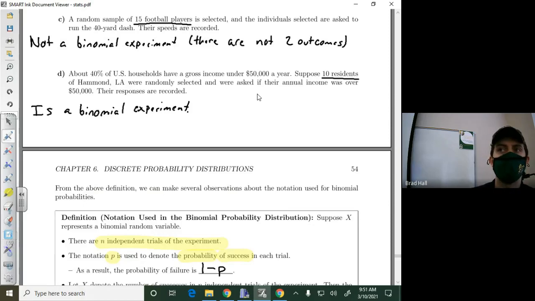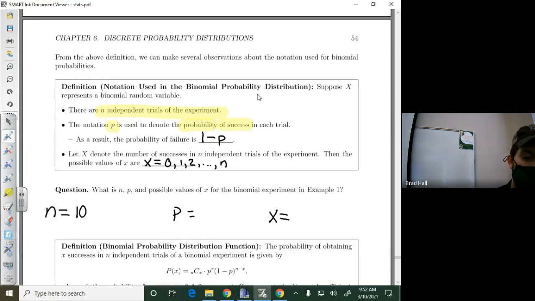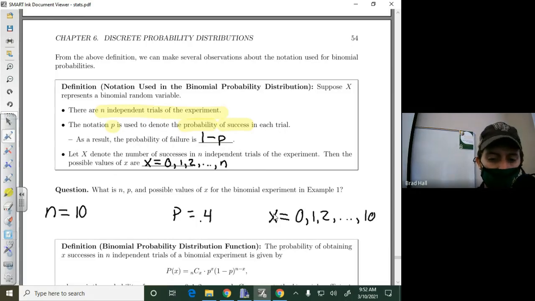What's that? It would be 0.4. So it says 40%, which would be indicative of probability, but we need to convert the percentage to a decimal. So it's 0.4. And then the values for lowercase x, the possible values, I'm just going to go ahead and put that one in. It's 0 all the way up to 10 because our lowercase n was 10. So the possible values we can have in this problem, anywhere from 0 to 10.